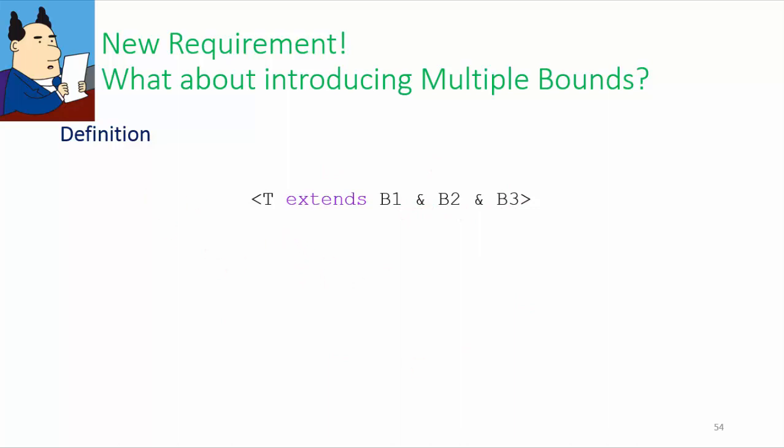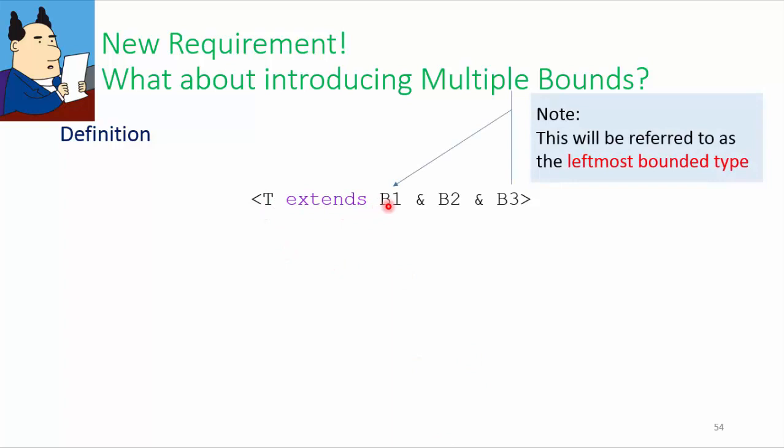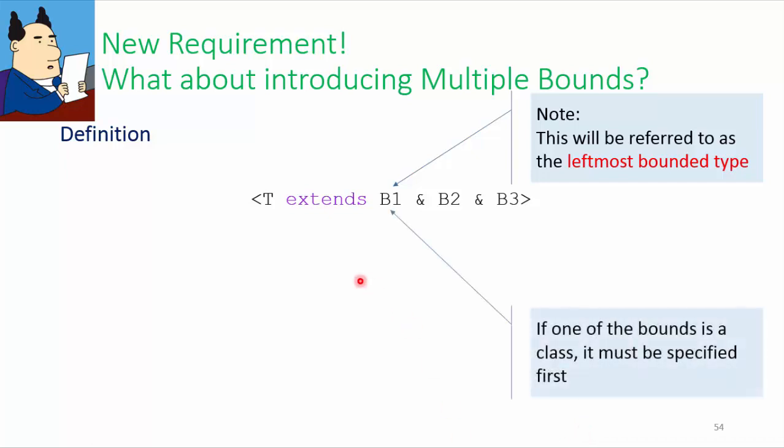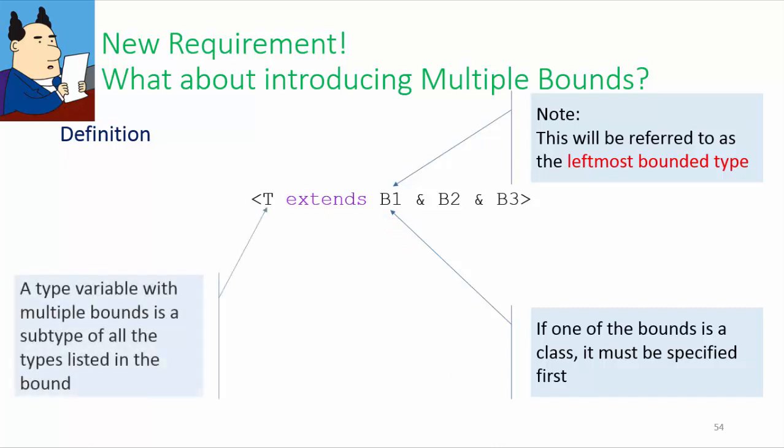So we have here T extends, and then we have B1 and B2 and B3. The ampersand operator is used instead of a comma to separate all of the different data types that T is supposed to subtype. The first one in the list is of particular relevance. It's called the leftmost bounded type. If you have to have a class among B1, B2, and B3, then it has to be specified first. That's the rule. If you try to do otherwise, you're going to get a compilation error.